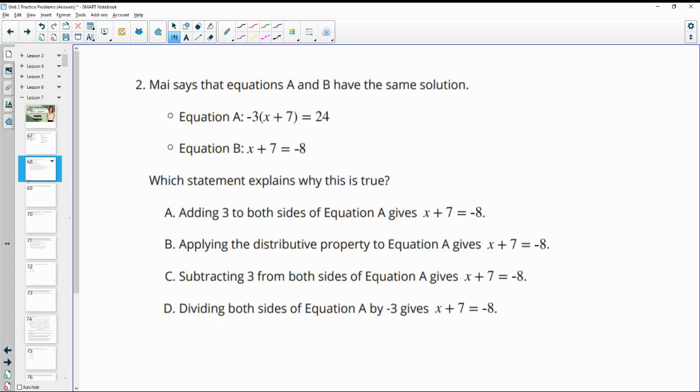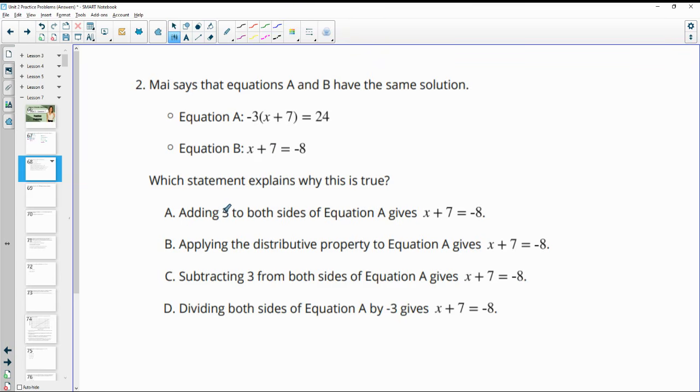Number 2 says that equations A and B have the same solution. Here's equation A and here's equation B. Which statement explains why this is true? So how did we go from A to B?